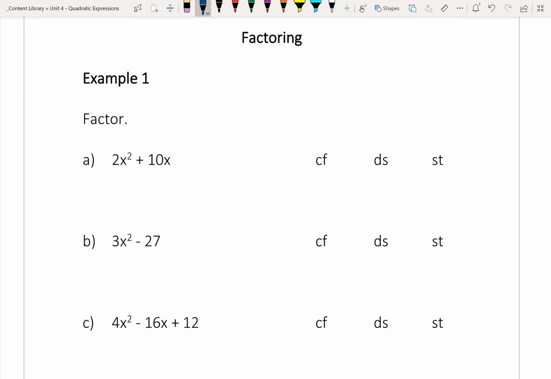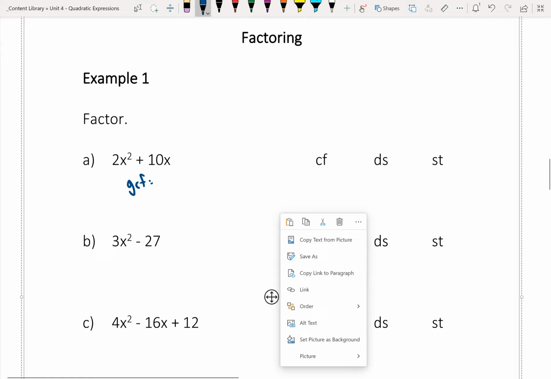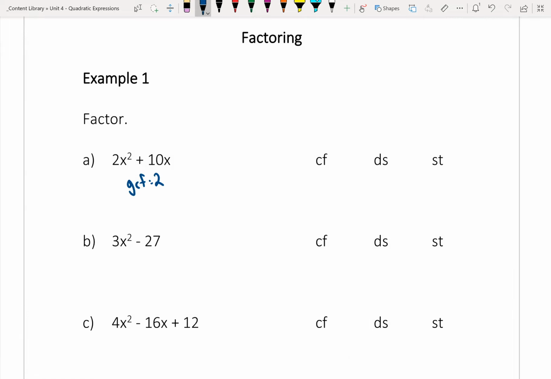There is a greatest common factor because we can see that we have 2x squared plus 10x, so the greatest factor that can go into both of them is 2 and x. So 2 and x can go into both, so that means this can become 2x, and then in our brackets, x plus 5. So that means this was common factoring, not a difference of squares because there's no subtraction, and not a simple trinomial because there are no three terms.